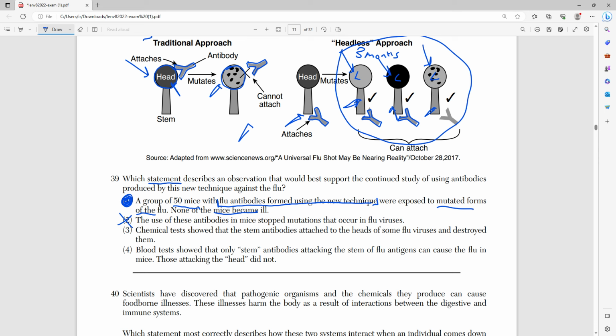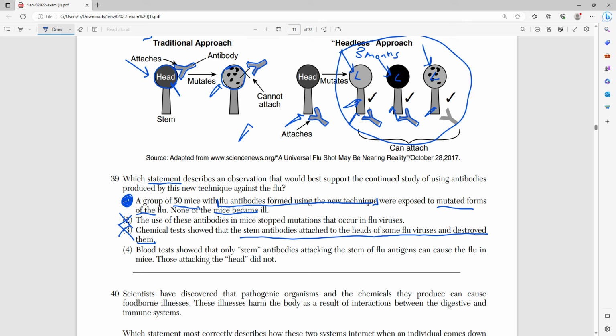3 says chemical tests showed that stem antibodies attached to the heads of some flu viruses and destroyed them. This is wrong because this is saying that it's not doing its job. These antibodies are only supposed to go to the stem, right? So if some of them are going to the head, that means that it's not effective. That means that the antibodies clearly aren't working as intended, right?